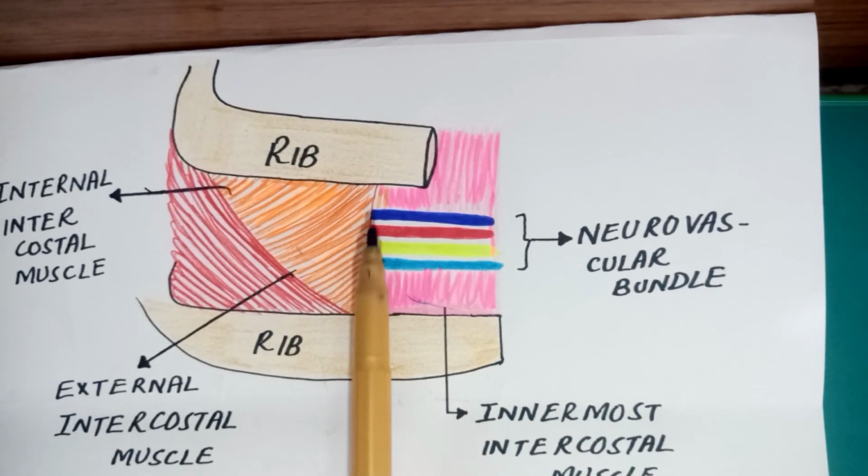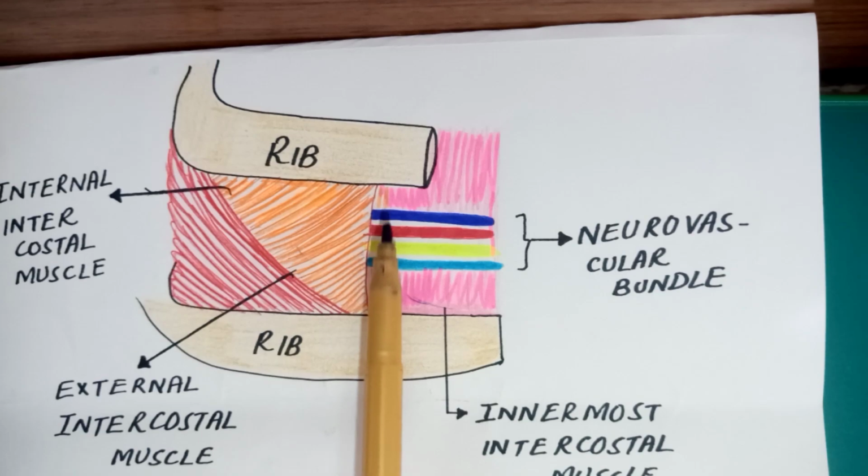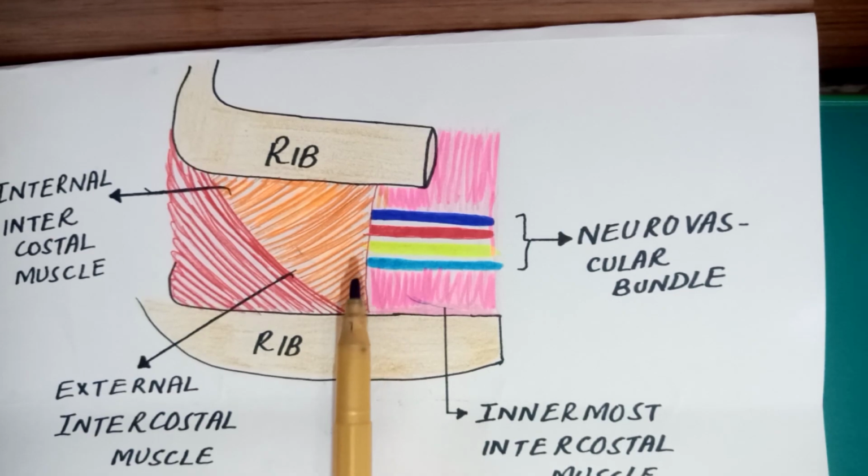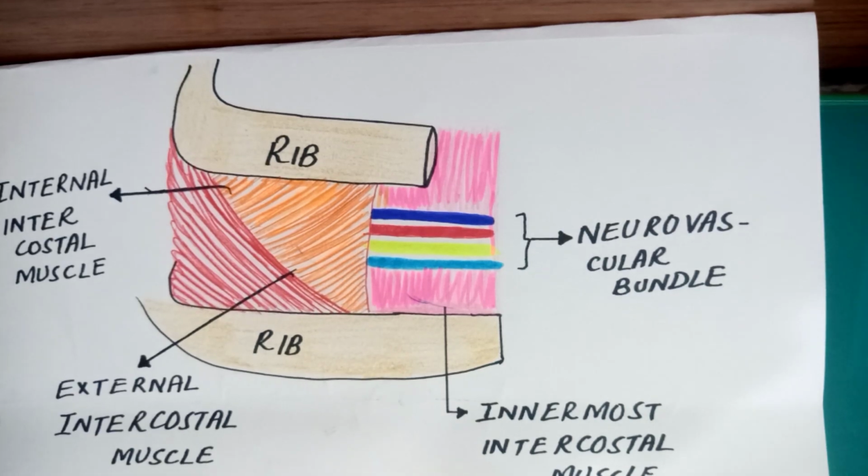From above downwards you can see here there is the intercostal vein, intercostal artery, intercostal nerve, and the intercostal lymphatic. So this is the arrangement of the neurovascular bundle in a rib.